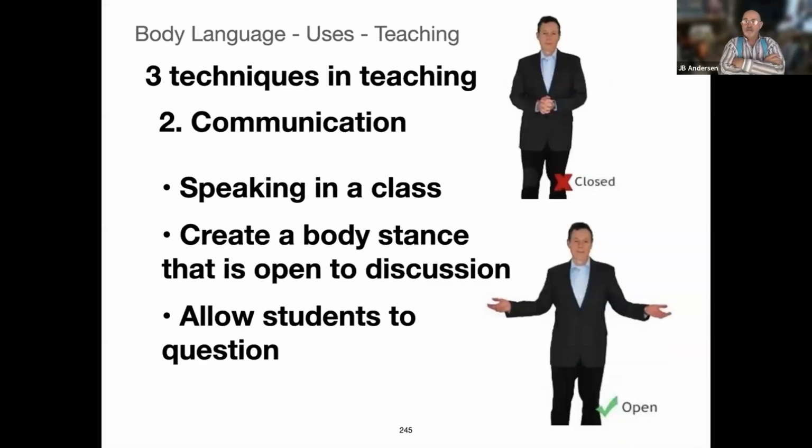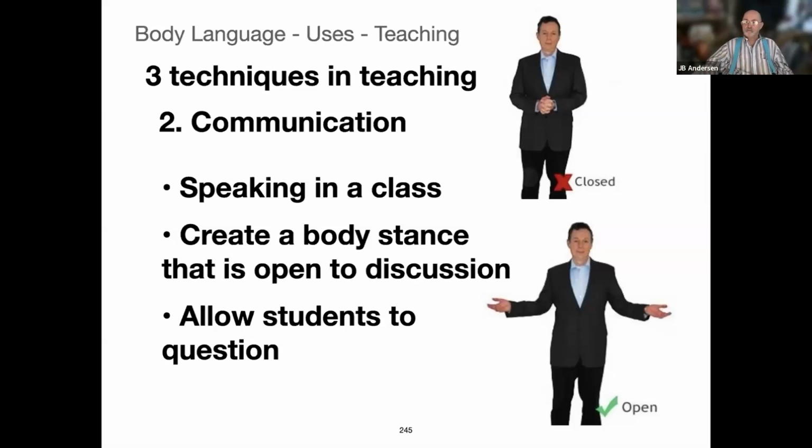Number two, communication. You're speaking in a class. If you've got your arms out in front of you and your hands clasped together, such as the image at the top, you're really closed. You're sending a message of being closed to interruptions or questions or don't challenge what I've said. You're more open if you're like this and speaking.